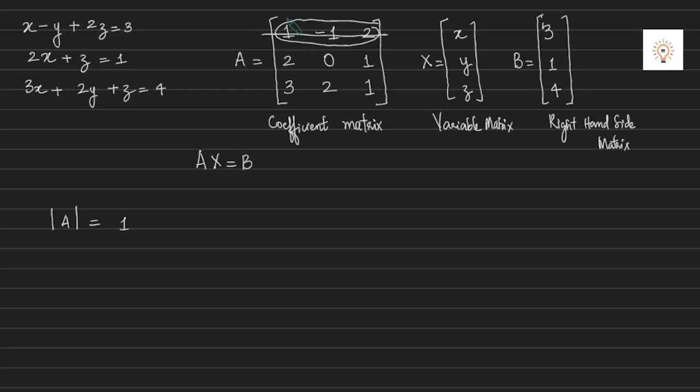So that 1 is part of row number 1 and column number 1. So I have to cancel that row and column, and what is remaining I have to put as a 2 by 2 matrix. So I have to put it as 0, 1, 2, 1. So for that 1, I have ignored the row and column, and put the remaining elements of that 3 by 3 matrix in a 2 cross 2 determinant form. Okay, that's the first step.